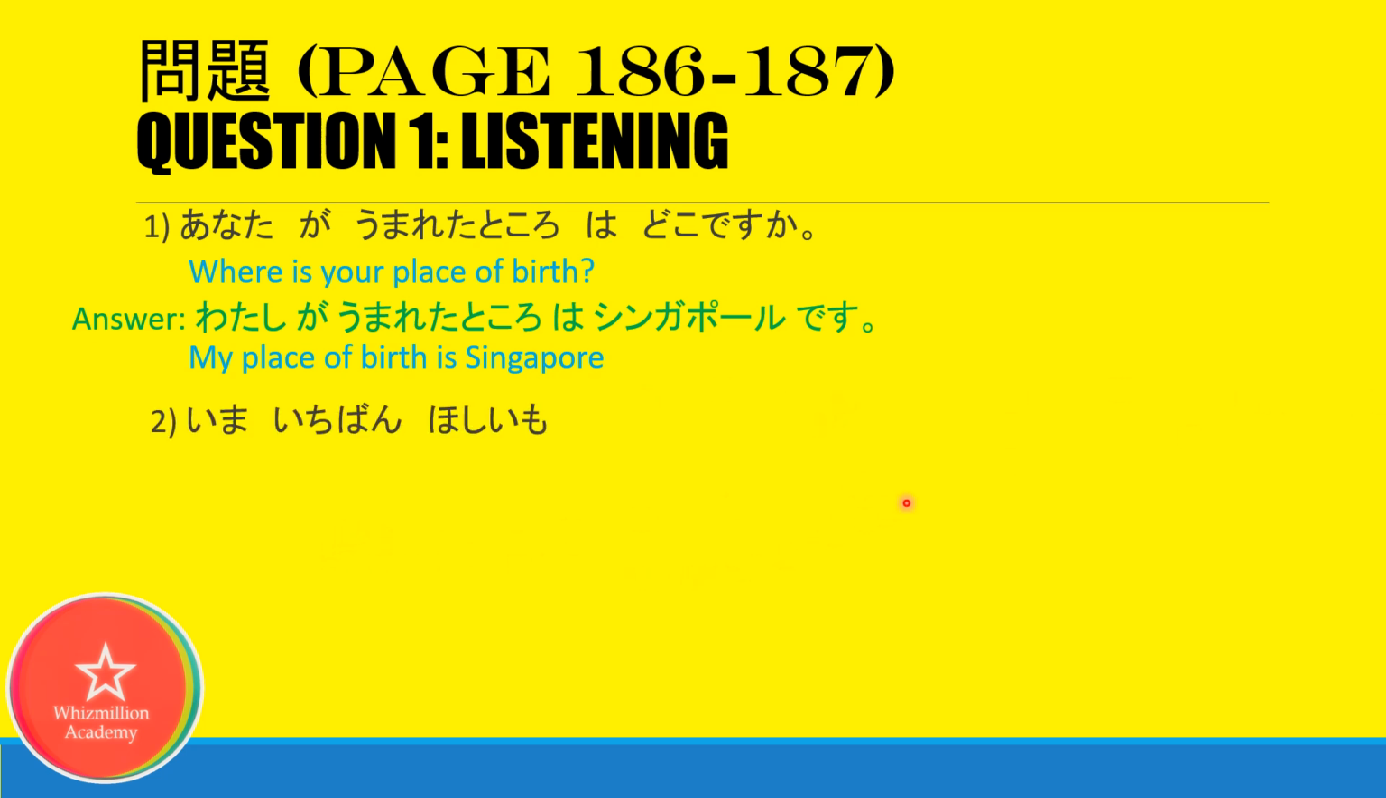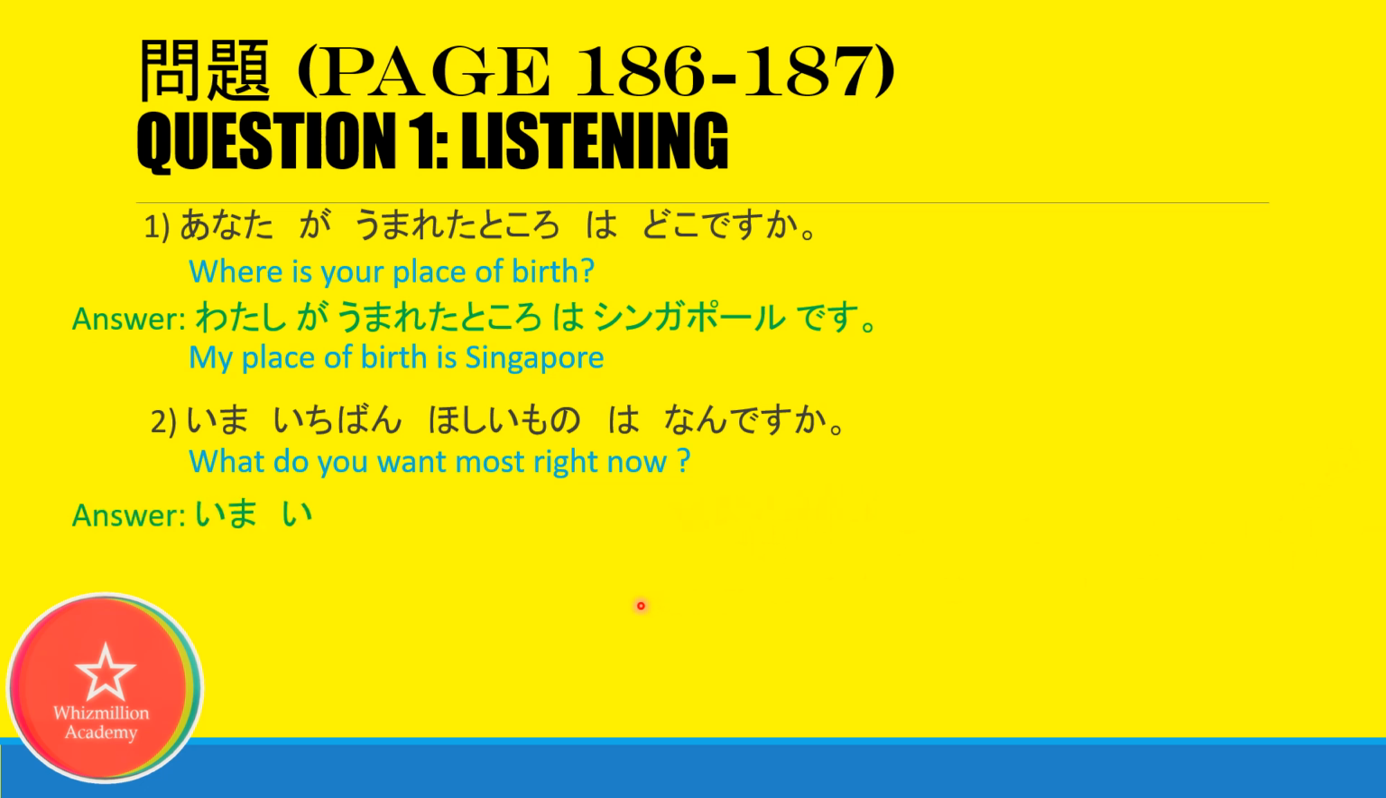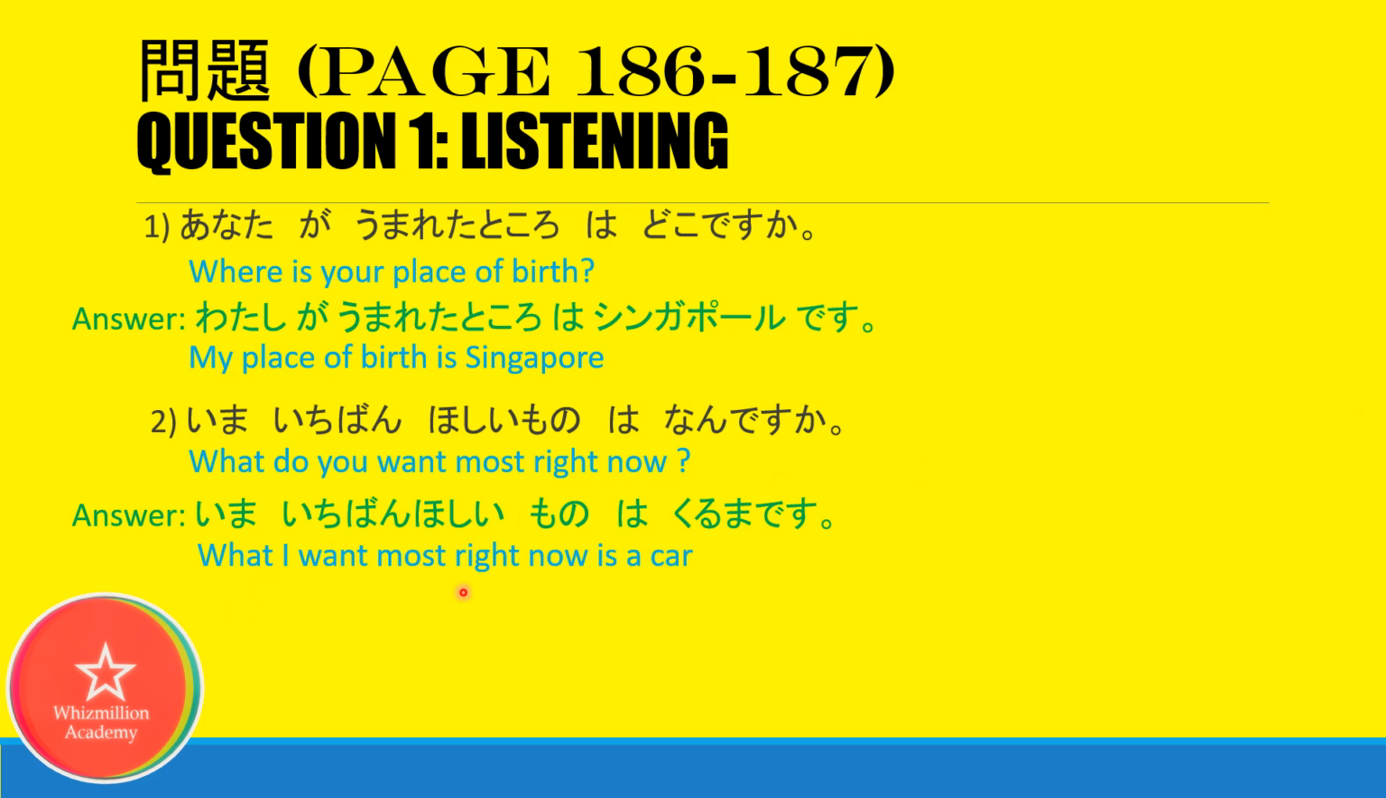Question number 2. 今一番欲しいものは何ですか? What do you want most right now? Possible answer is 今一番欲しいものは車です。What I want most right now is a car.